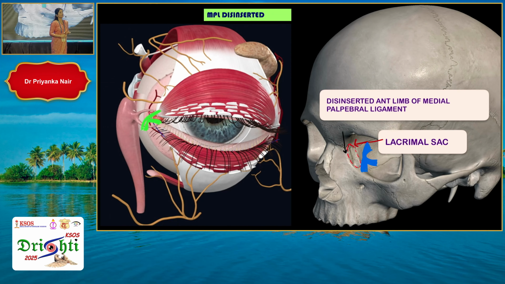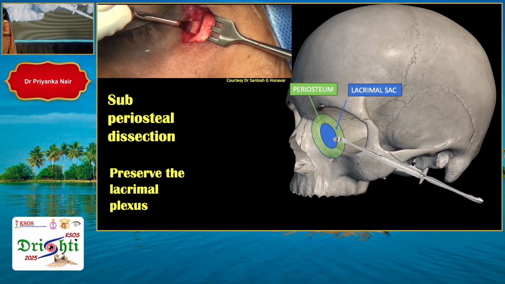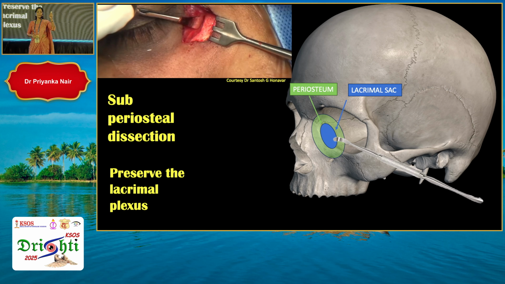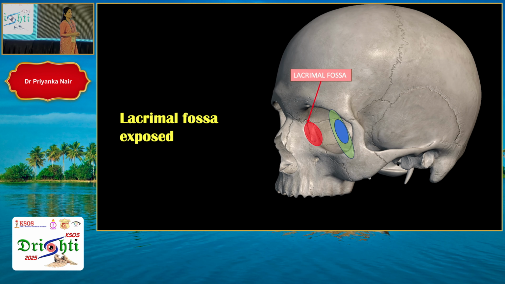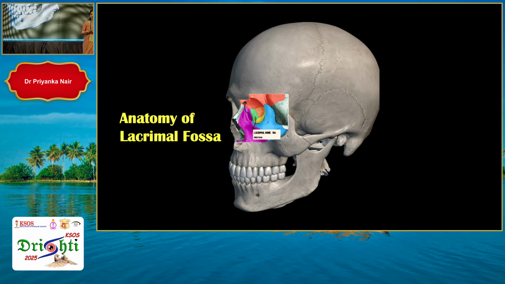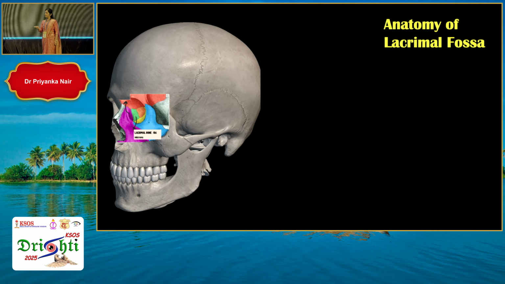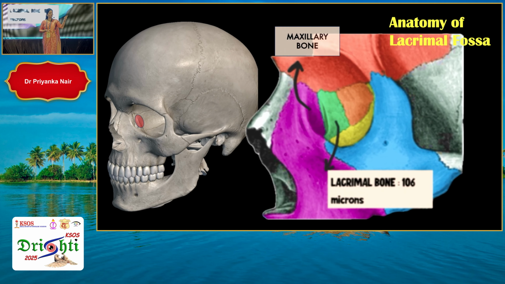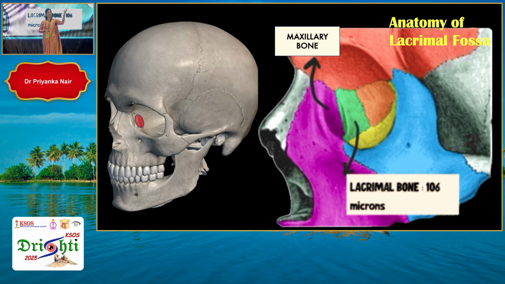Next, you will come across the medial palpebral ligament. Just lift the anterior limb and reflect it laterally. What do you see? Lacrimal sac. Point to remember, do a subperiosteal dissection of the lacrimal sac and reflect it laterally. Now your area of interest is here, you come across the lacrimal fossa. Understanding the anatomy of the lacrimal fossa is important. It is made up of 2 bones. Which ones? Maxillary and lacrimal bone.